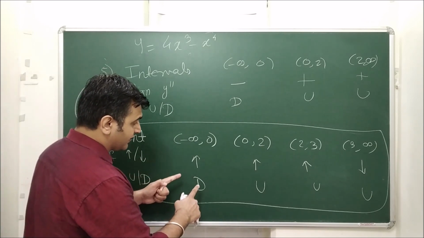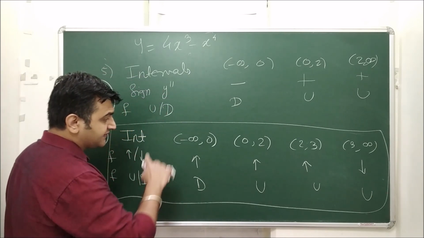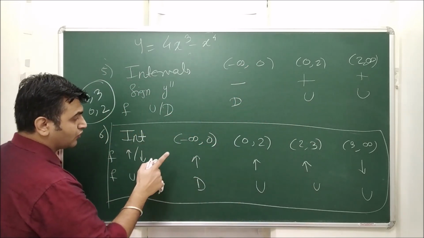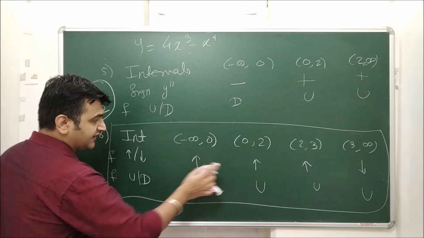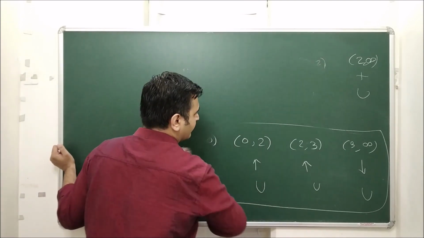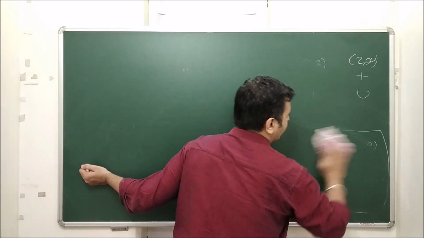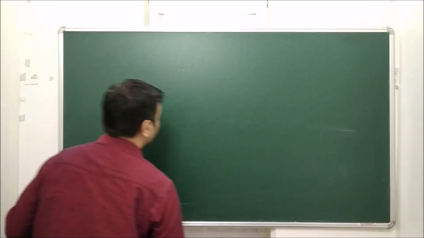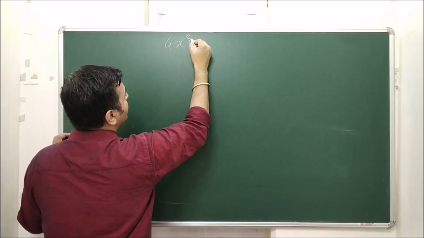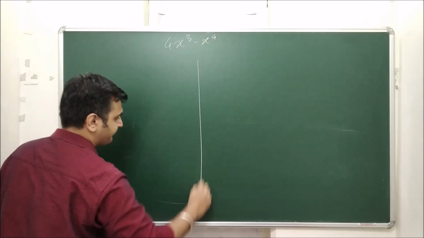Okay, now keep this in mind. Increasing, increasing, increasing, and then decreasing. Okay. So I need to find the value of the function at 0, 2 and 3. So we will find f of 0, f of 2 and f of 3, and then we will sketch the function. What was the function? I think 4x cube minus x raised to 4.